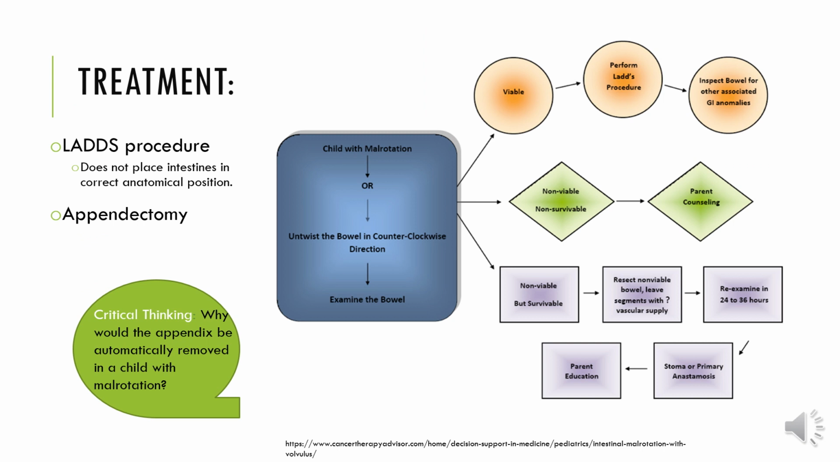Treatment for intestinal malrotation and volvulus includes the LADS procedure. A LADS procedure does not place the intestine in the correct anatomical position. The goal of the LADS procedure is to untwist a volvulus and place the small and large intestine in a position that makes them less likely to twist in the future. An appendectomy is always conducted during the LADS procedure. Why do you think that would be?